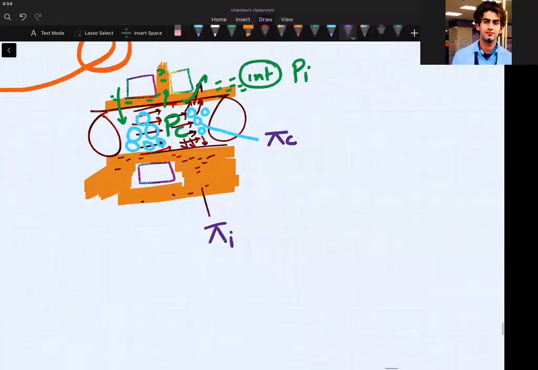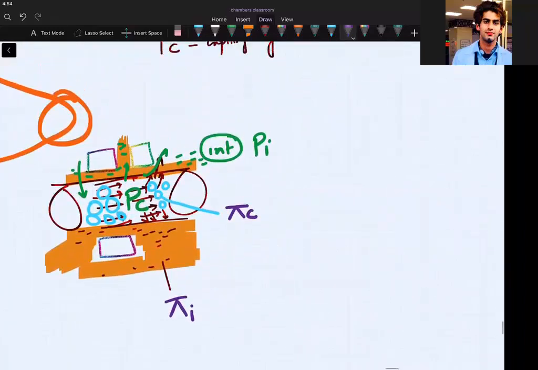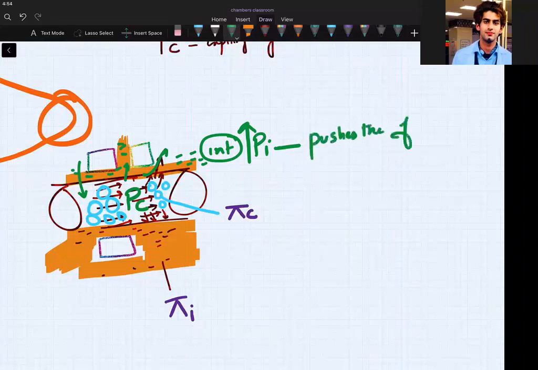So you will tell me now the functions. I will mark them. What is the function of pi I if I increase the pi I? So you should say it pushes the fluid into the capillary. Into. So it is trying to push here, into the capillary.